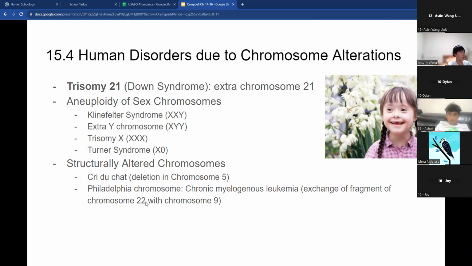Another thing, Philadelphia chromosome leads to CML, chronic myelogenous leukemia. It's an exchange between two non-homologous chromosomes, chromosome 22 and chromosome 9. They switch, and the change in location leads to leukemia, which is a blood cancer.